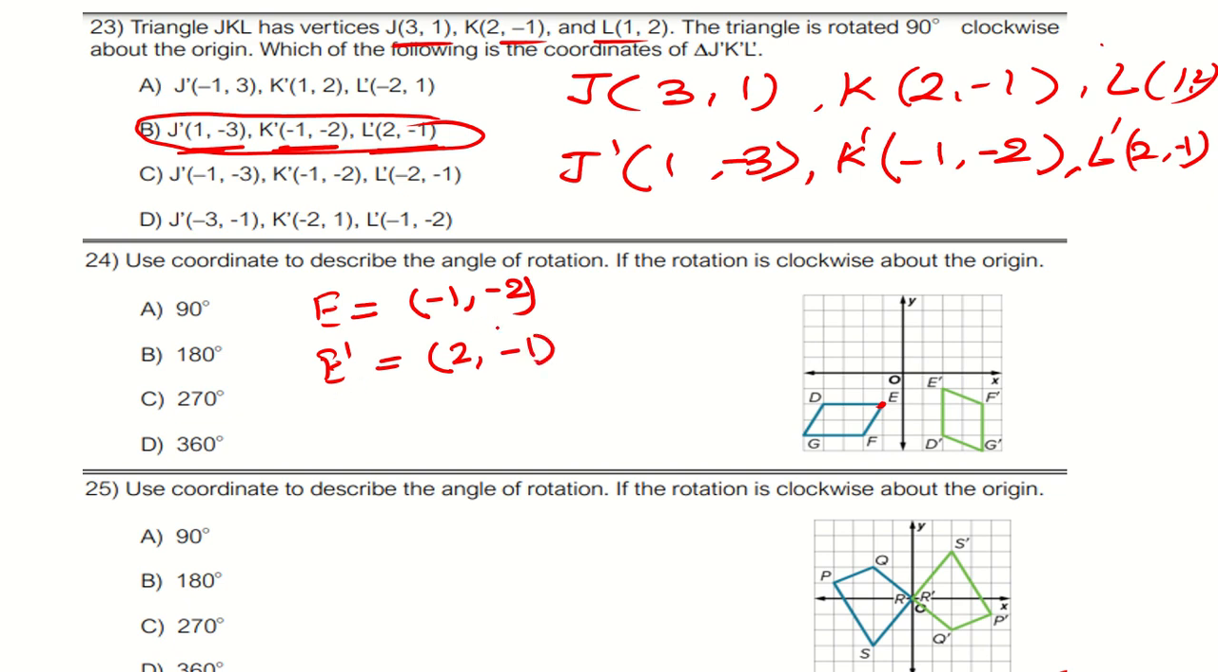So what you can see here: first, the values of x and y are interchanged. So it cannot be 180 degrees. It cannot be 360 because 360 means just a complete cycle. Now you can see they have interchanged and the value of x is changing sign. So the value of x changing sign means it is 270 degrees.